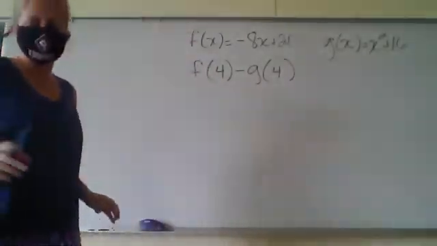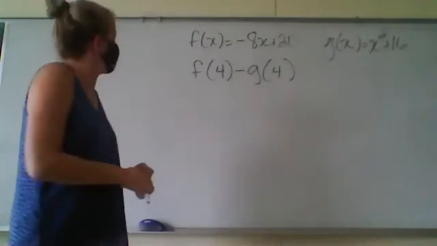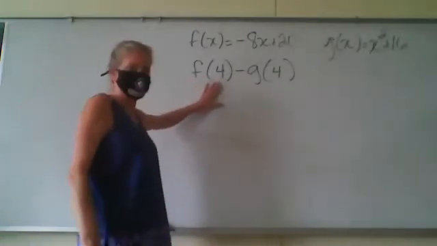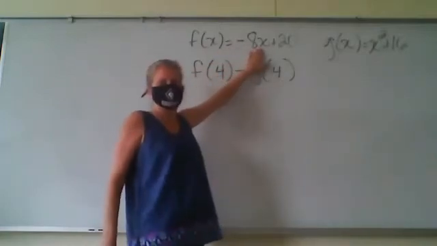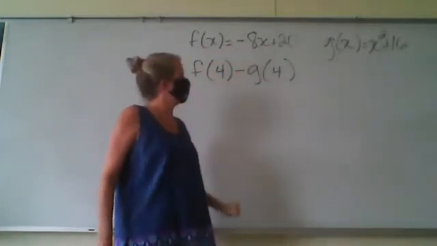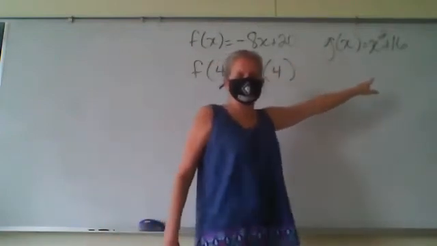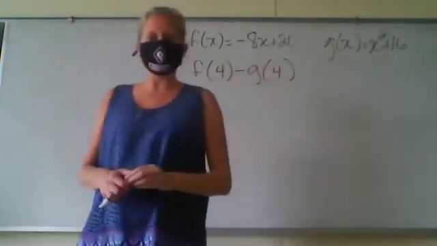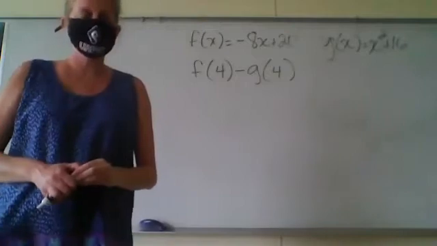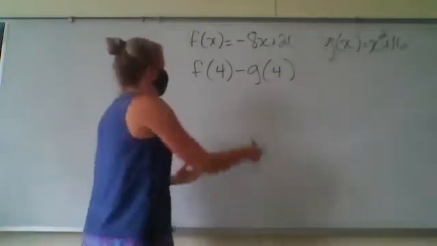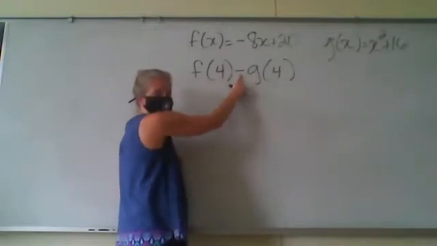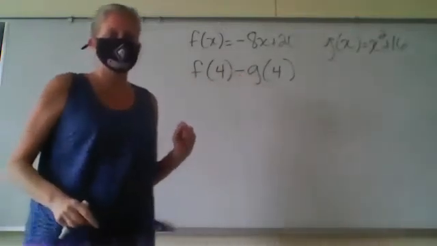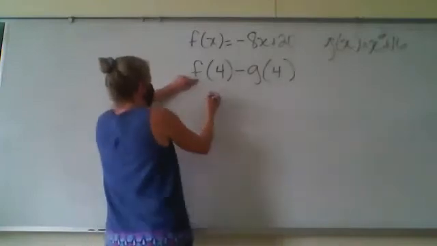So 2 things need to occur. The first thing that needs to happen is I need to go and find my f of 4, which means go to my f function and replace this x with a 4. Then I'm going to go to my g function and do the same thing. I'm going to replace that x with a 4. I'm going to get 2 solutions, and then I'm going to do whatever this is telling me to do right here with those 2 answers, which in this case is subtract. So let's find f of 4 first.